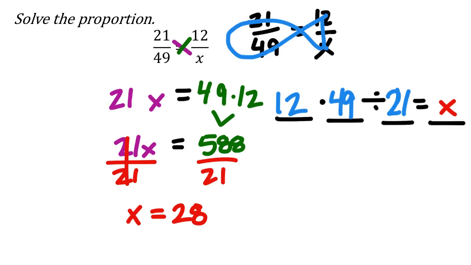Bam, 28. So you see how it gives us the same number, right? It's still x equals 28. Just a different method. In fact, some of you guys may notice it's the same method, right? Like we still had up here in green 49 times 12, and then we did that number, 588, divided by 21. So the process is the same.